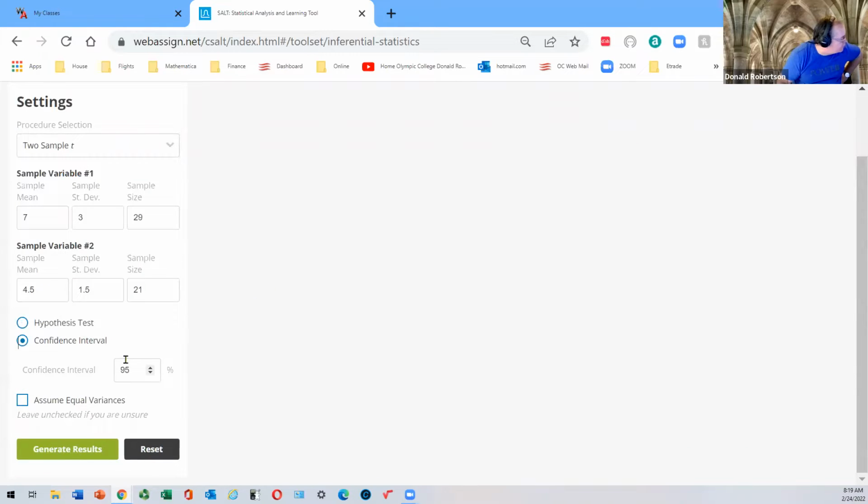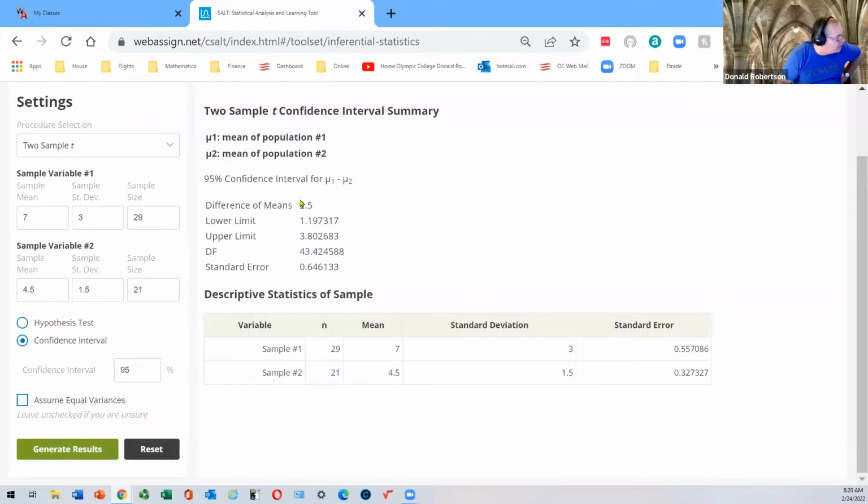So confidence interval, let's say it's 95. We're not going to tick on that assumed equal variance. You will only do that if they mention pooled data, and it will generate results. So the difference between them is 2.5. If you wanted a 95% confidence interval, it's 1.something to 3.something. Do you see the weird number for the degrees of freedom?